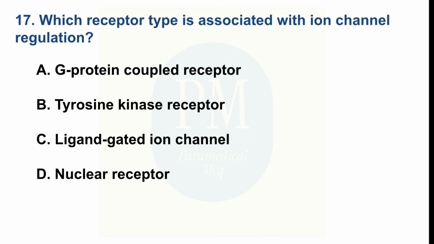Which receptor type is associated with ion channel regulation? Option A, G protein coupled receptor. Option B, tyrosine kinase receptor. Option C, ligand gated ion channel. Option D, nuclear receptor. The correct option is option C. Ligand gated ion channel.